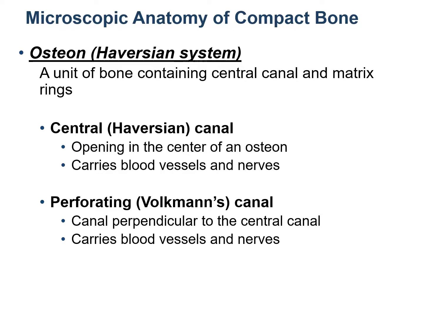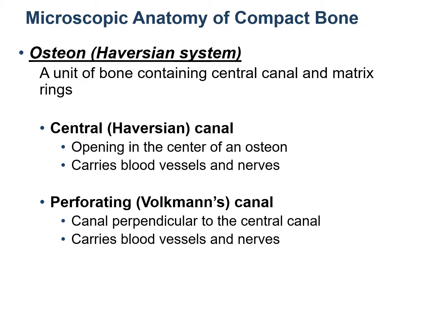The compact bone is made up of units known as osteons. An osteon is also called a Haversian system. So the osteon consists of an opening in the center, or a canal-like structure, which is known as the central or the Haversian canal. And the central canal contains arteries, veins, and nerves.